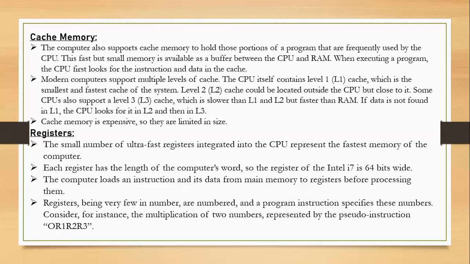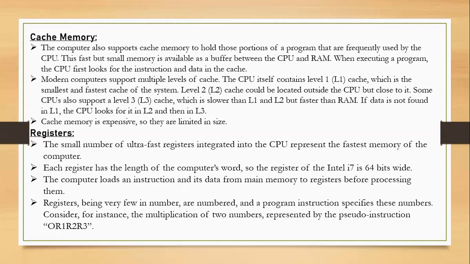Then let us talk about registers. The small number of ultra-fast registers integrated into the CPU represent the fastest memory of the computer. Each register has the length of the computer's word, meaning it is capable of storing one word of data. The length of one word was explained in one of the previous classes. If it is a 32-bit machine, what is the length of one word? 32 bits, which is equal to 4 bytes.